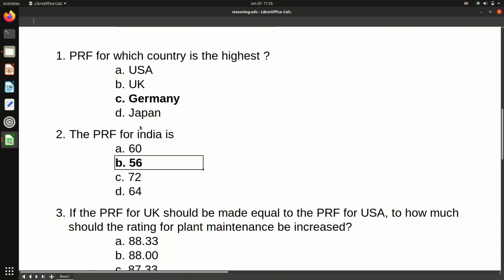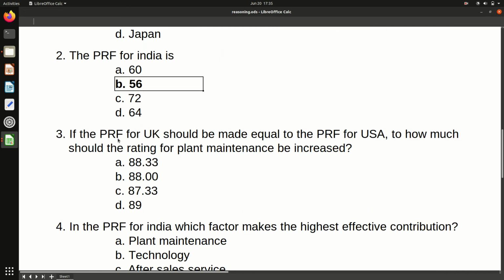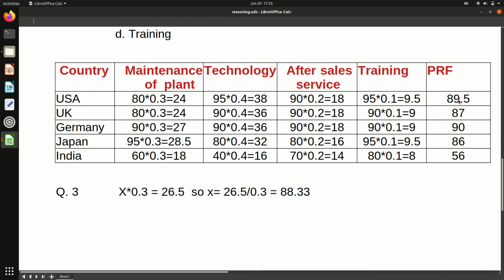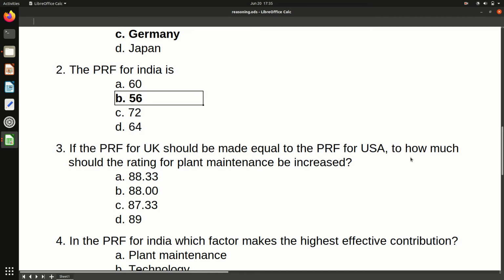Now we will see the third question. If the PRF for UK should be made equal to the PRF for USA, to how much should the rating for plant maintenance be increased? So it is saying that we have to make the PRF of UK equal to PRF of USA. PRF of USA is 89.5 and for UK is 87, and we want to make this equal. And for that it is asking how much should the rating for plant maintenance be increased.